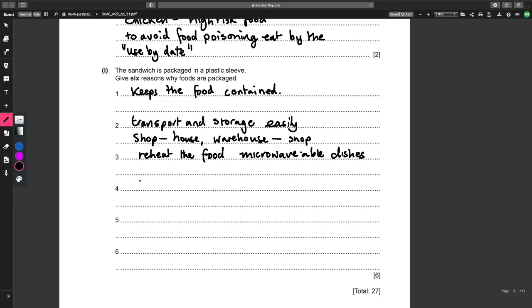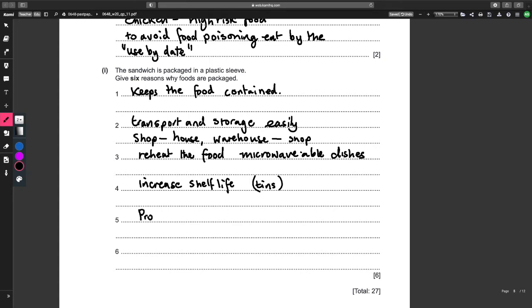We can also increase the shelf life. If you think about the life of a baked bean or a red kidney bean, you can do that by including things in tins, for example. That's then going to last maybe two to three years, as opposed to just a few days if it's fresh.